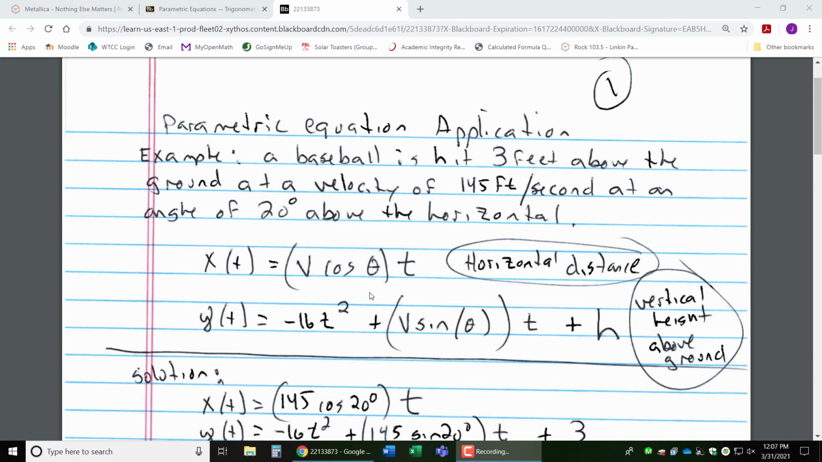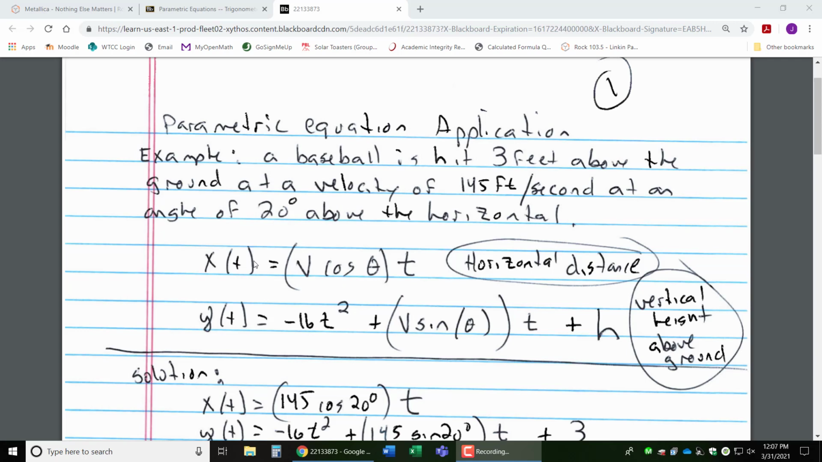There might be other examples. I didn't check all the other notes that I didn't create, and you might find something on the internet in general that's in meters. So the difference is this coefficient of the square term, that minus 16, is specifically for feet. If it were meters, it would be different.